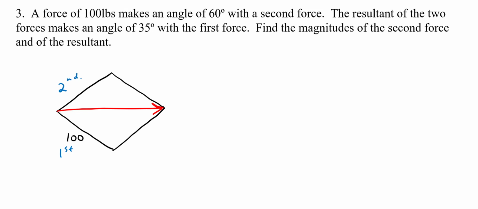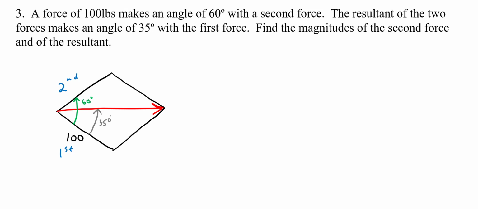Okay, so a force of 100 pounds makes an angle of 60 degrees with the second. Let me do this in a different color here. So this is 60 degrees. The resultant, that's the red one, of the two forces makes an angle of 35 degrees with the first force. So this is 35 degrees. Find the magnitudes of the second force and of the resultant. Okay, so this is all the information you're given.